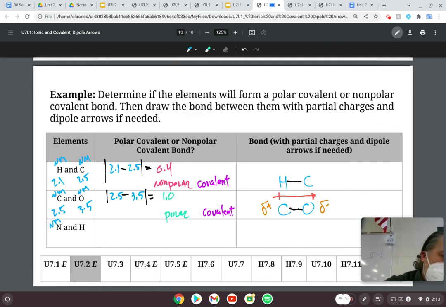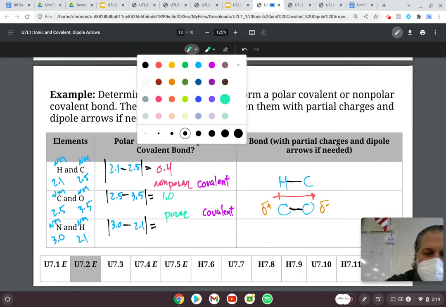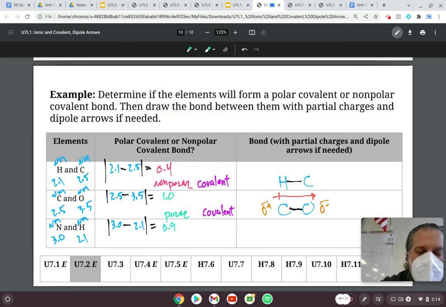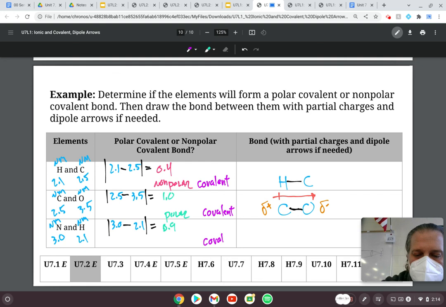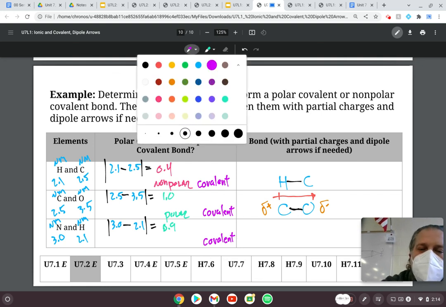Nitrogen, also a nonmetal. Hydrogen, also a nonmetal. Nitrogen's electronegativity value is 3.0. Hydrogen's electronegativity value is 2.1. So 3.0 minus 2.1 gives me 0.9. And again, there's no metal present, so it's going to be covalent. But because it's bigger than 0.5, it's going to be polar.